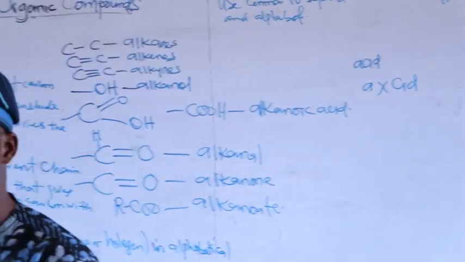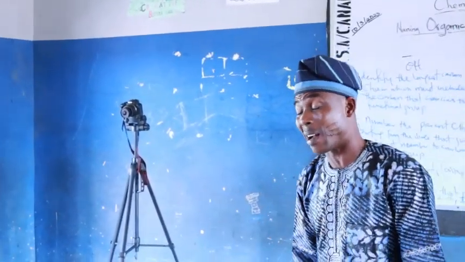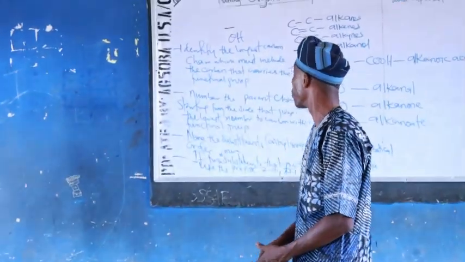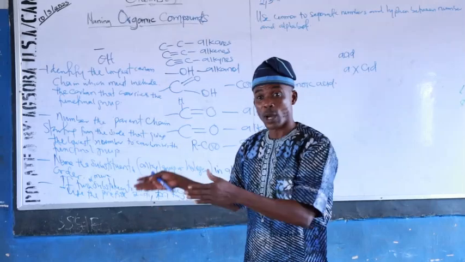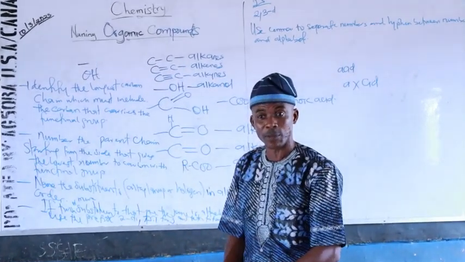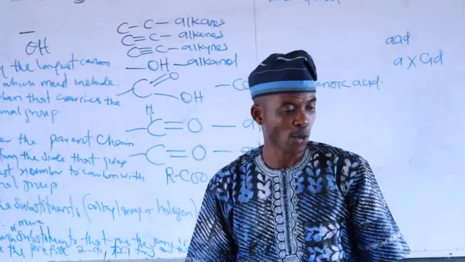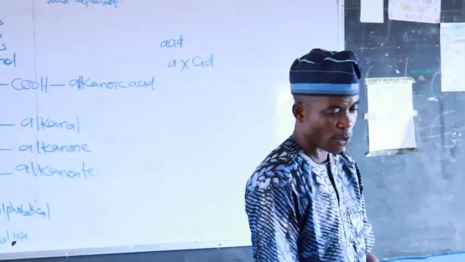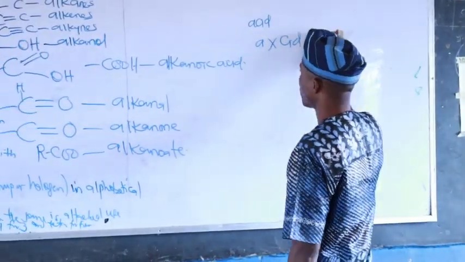Do you have any question on what I've just explained on the steps? These are the steps you follow if you want to name any organic compound. Any questions on the steps before we now use the steps to name a compound? Feel free. There's no question. Now let's look at one example.